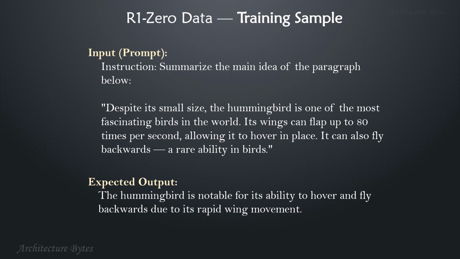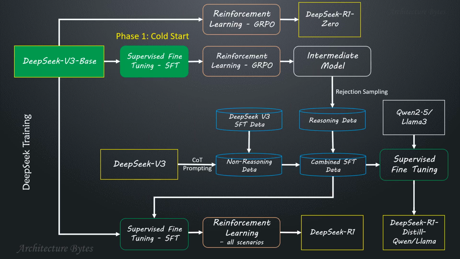Here's an R1-Zero data training sample. These kinds of tasks cover summarization, rewriting, QA, math, reasoning, translation, etc., and are fine-tuned directly like instruction response. This synthetic data is generated via R1-Zero. So, this is how supervised fine-tuning in phase 1 or cold start is done.